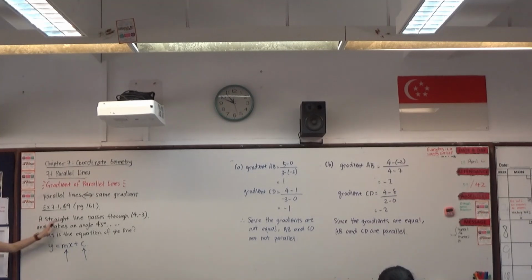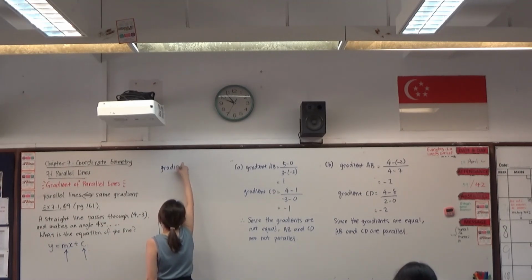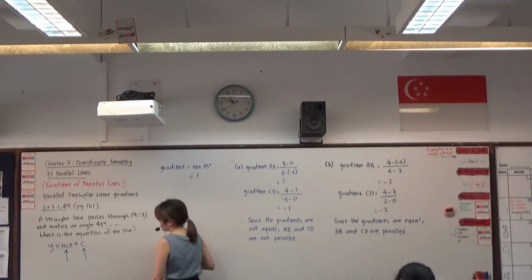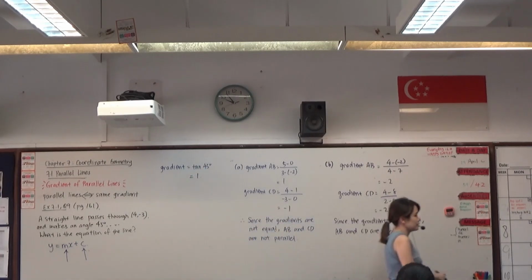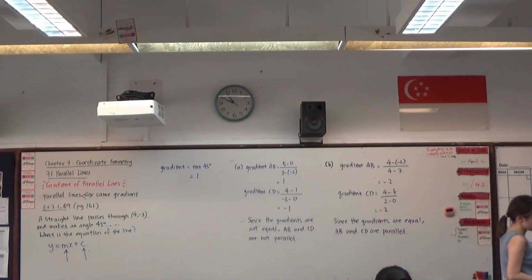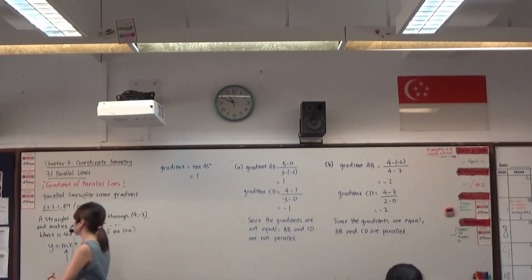It makes an angle of 45 degrees. So therefore, tangent of 45 degrees will give us the gradient. And that is equals to 1. Okay? By the end of this year, you need to know that tangent 45 is 1. Because there is a special angle for your trigonometry. Okay? So now that we found the gradient already, I now need to know what is the value of C.